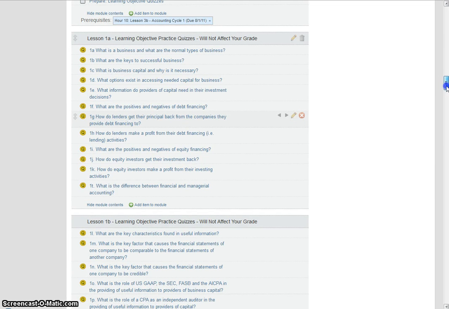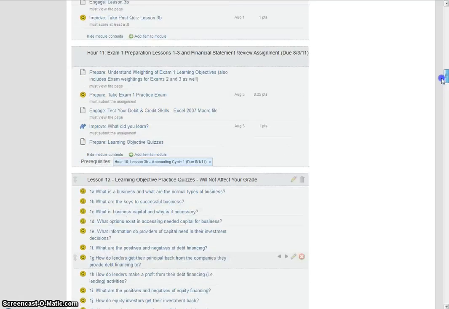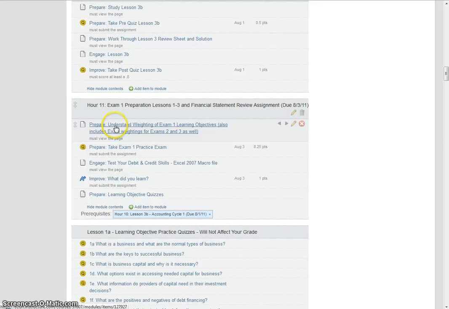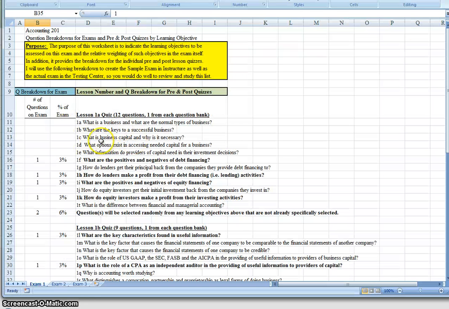After we've gone through Lesson 1A and 1B, then what I did is I referred to this in hour 11. This link here has something that indicates what I'm going to be testing on the exam. Okay, so if you click on this, an Excel spreadsheet opens up, which looks like this. Okay, and as you can see, these are those same learning objectives, and I bolded those that I think are the most important. So what that means is there'll definitely be one question on the exam related to this topic, and one here, one here.